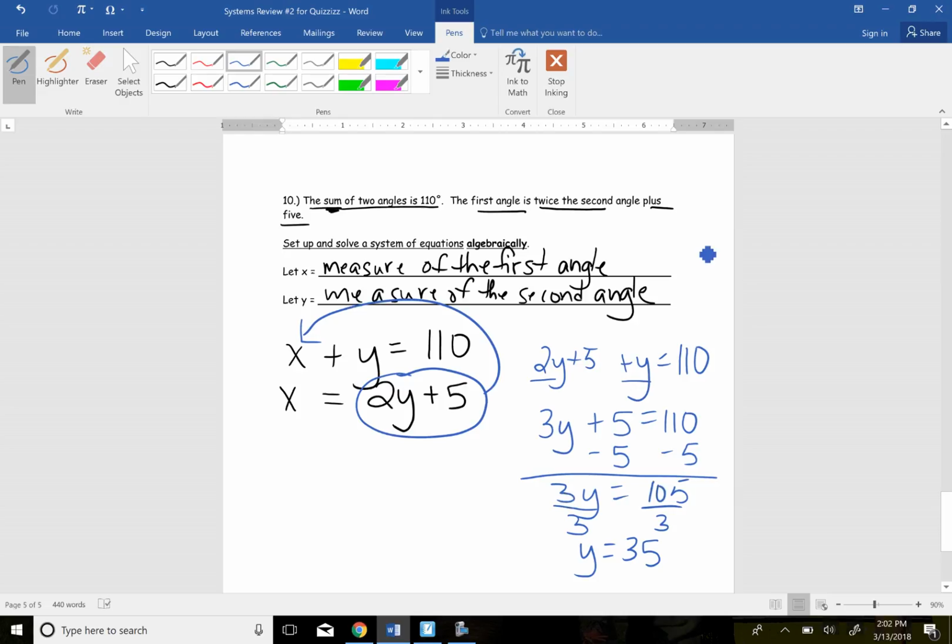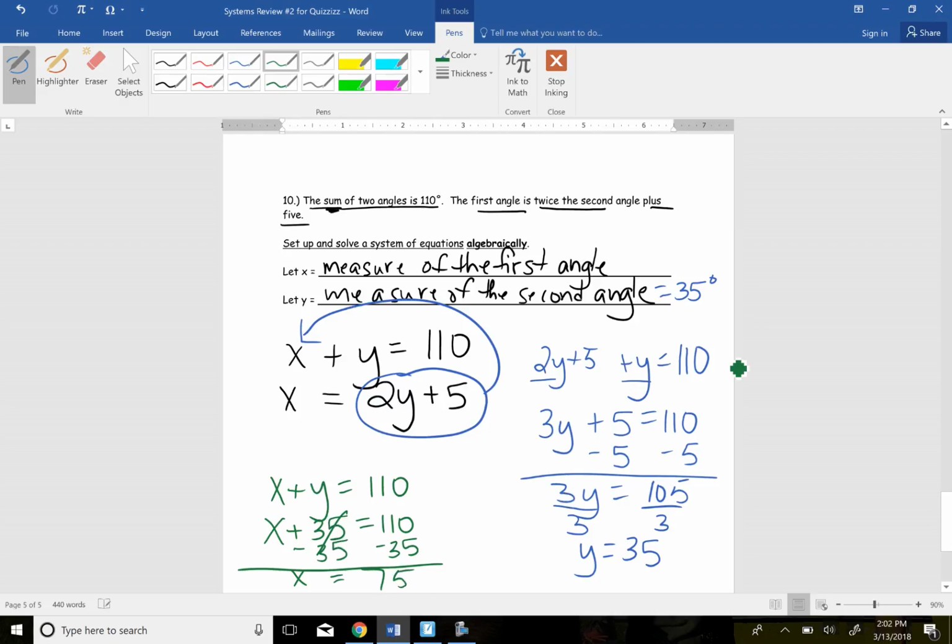So I'm going to go back. Y is 35 degrees. How do I find x? So again, I'm going to pick an equation that seems easier to me. There's no wrong choice. Pick one that looks easier. I'm going to go with x plus y is 110 degrees. I don't need y anymore. I know it's 35. So x plus 35 is 110 degrees. So if I subtract 35 on both sides, I get x equals 75. So that means the first angle is 75 degrees.